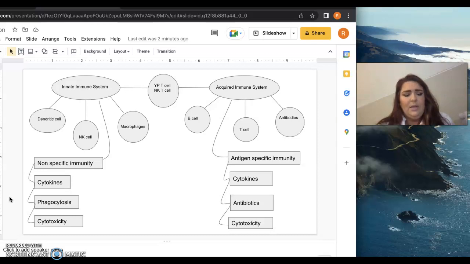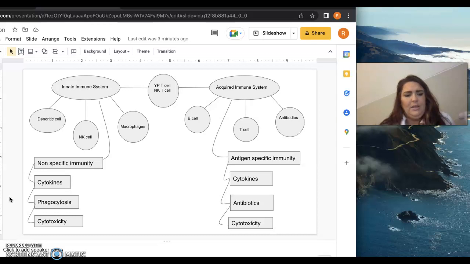So you can see we have the innate immune system and the acquired immune system, and they both contain YP cells and natural killer T cells. The innate immune system consists of dendritic cells, regular NK cells, and macrophages, and then the acquired immune system consists of B cells, T cells, and antibodies.